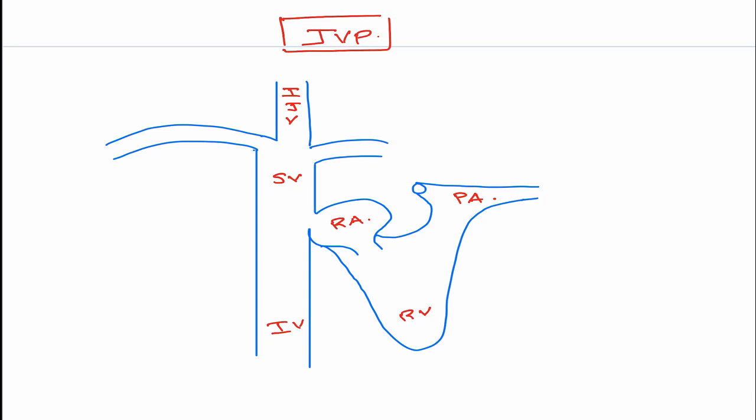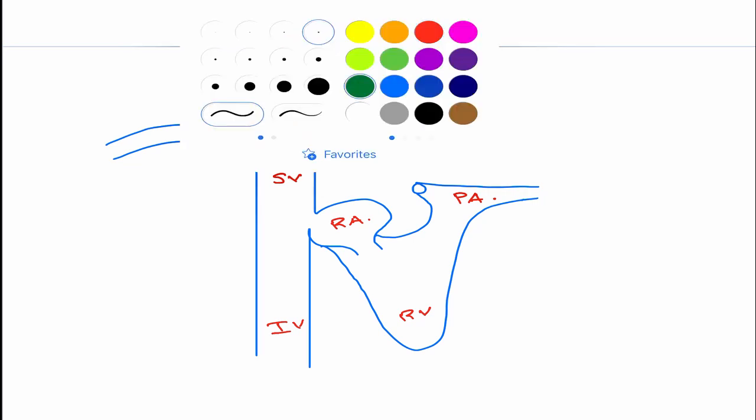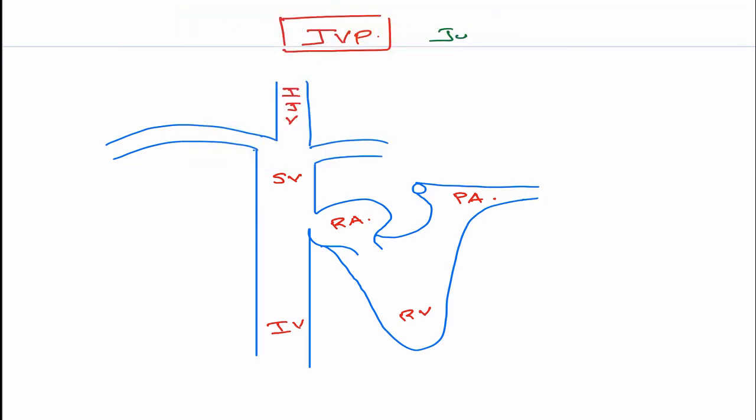Now what does JVP mean? JVP is jugular venous pulse or pressure. It is both pulse as well as pressure, because here we are measuring the pressure within this system, the internal jugular vein, as well as getting the waveform, and the waveform is the pulse. So we are getting both the pressure as well as the waveform in the internal jugular vein.